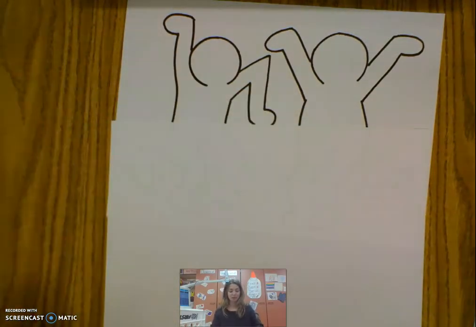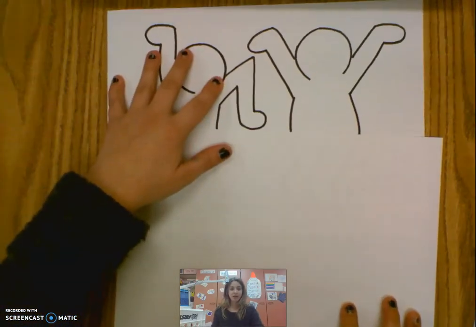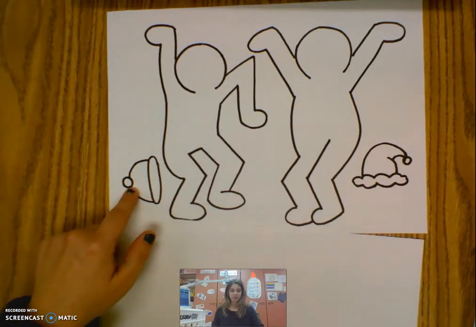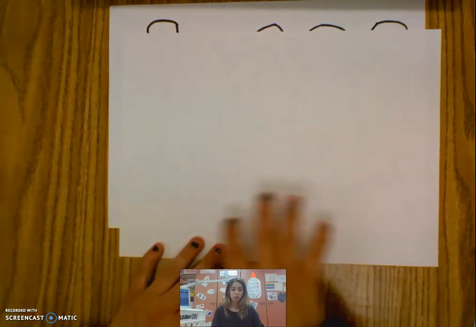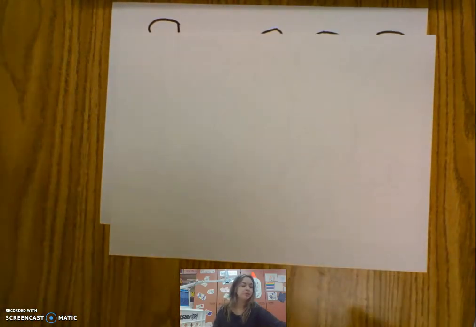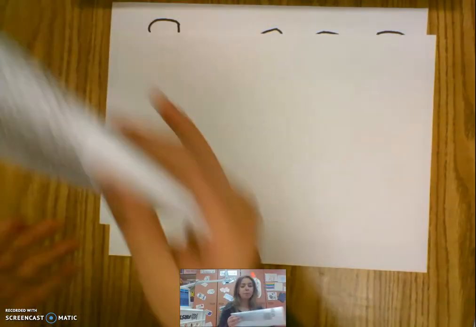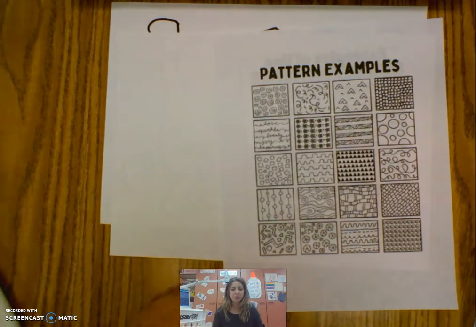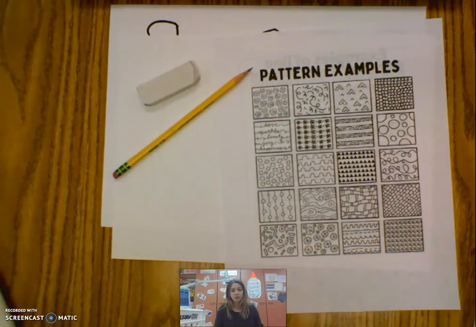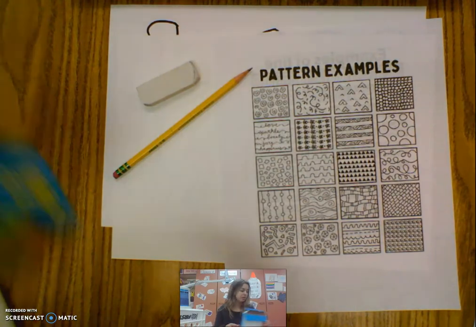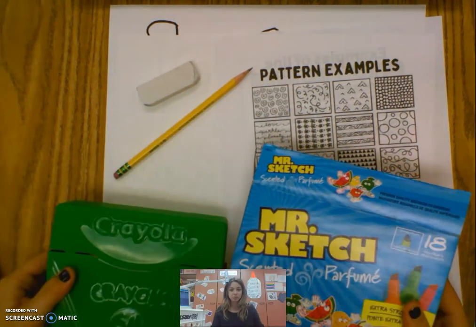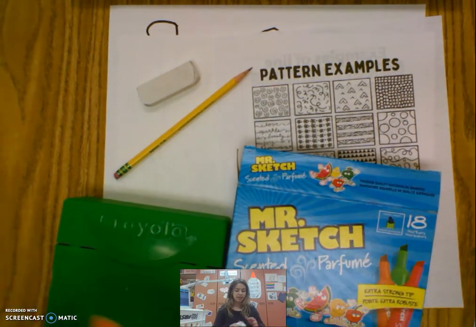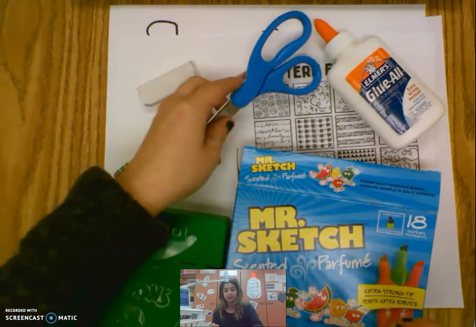You can see I got some marker on my hand. So we have our Keith Haring people, and I have 2 little hats that we're going to cut out and put on them. Our white paper, and this is going to become our background. I have a patterns example sheet. You guys will have your own, so I can look at these if I want some pattern inspiration. As always, you need a pencil and an eraser. Those are pretty basic tools in art. And then you want something to color with. I have crayons and markers, but you can use what you have. And then glue and scissors.